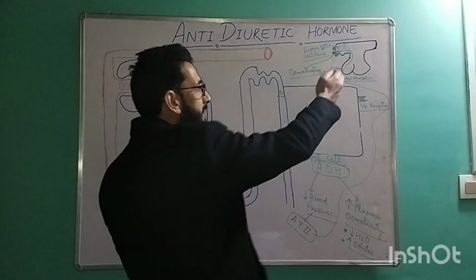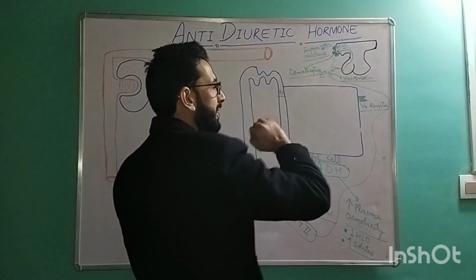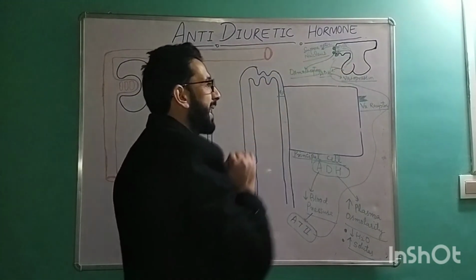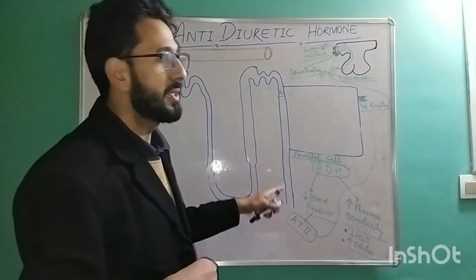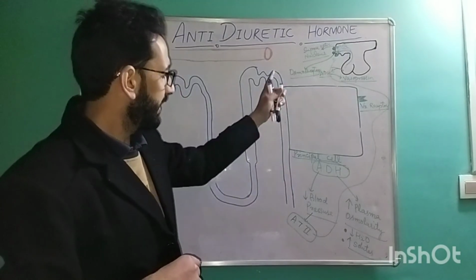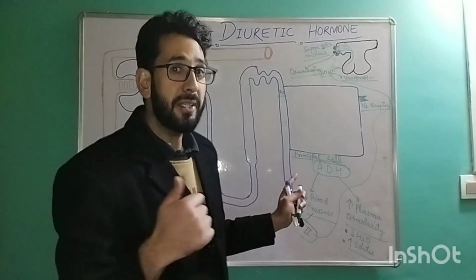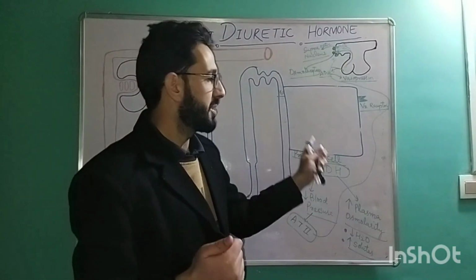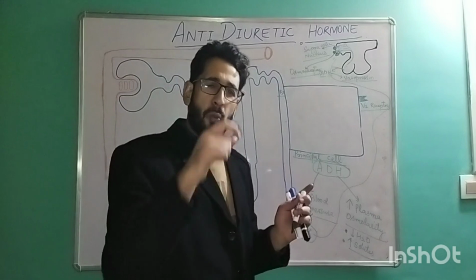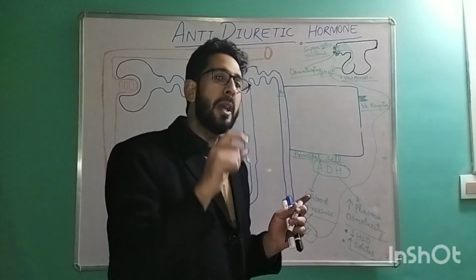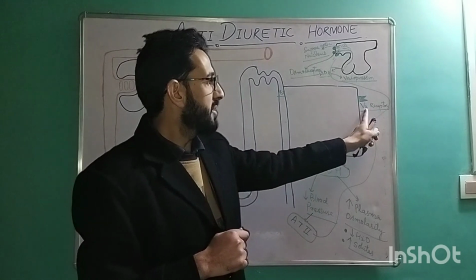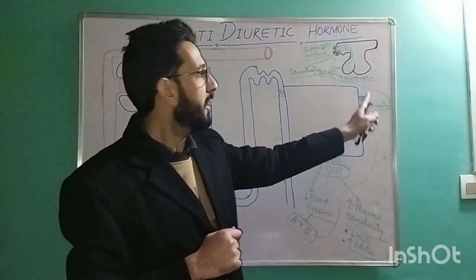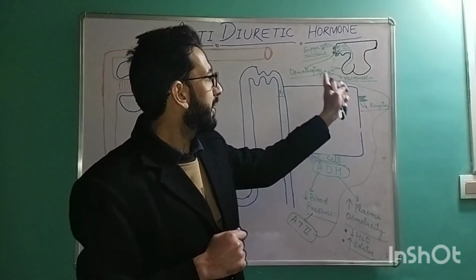Once this antidiuretic hormone is released, it goes and acts on the kidneys. Where in the kidneys? In the nephrons. Where in the nephron? In the collecting duct. And where in the collecting duct? On the principal cell. Why does it act on the principal cell only? Because only the principal cell has the receptor called the vasopressin type 2 receptor, which is specially for our antidiuretic hormone.